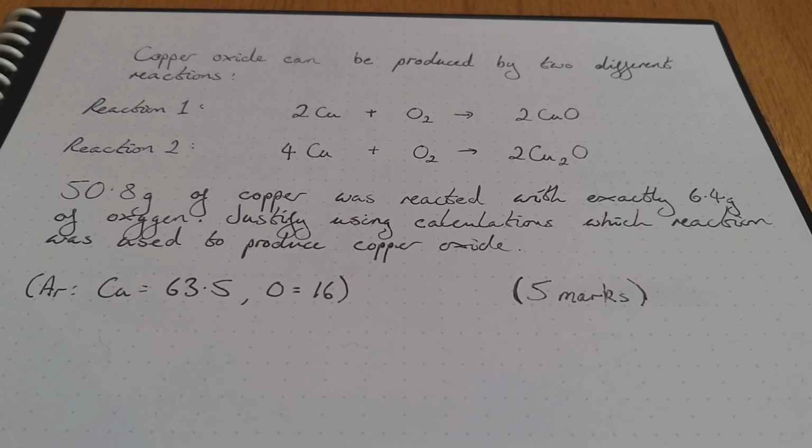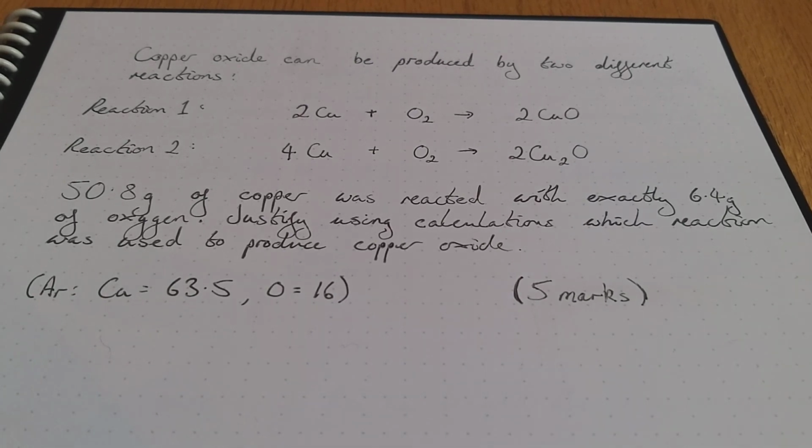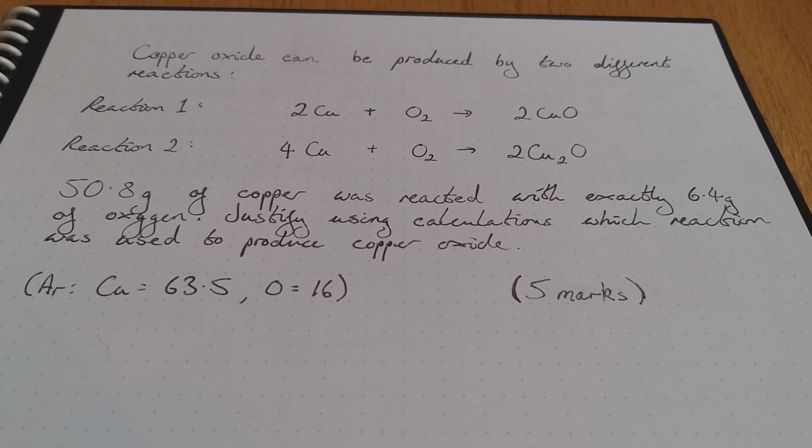Welcome back to my series of videos where I'm modelling how we can tackle some of these really challenging calculations that appear in the quantitative chemistry topic at GCSE. In this video, we're going to be looking at how we can use the molar ratio and the calculations involved to work out which is the correct balanced symbol equation for a reaction. So let's have a read of this question.